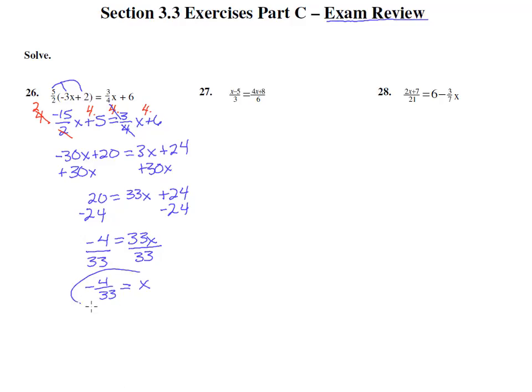Good. Number 27. Here, oh, look at that. We've got to get rid of these fractions. So what is the least common denominator? Well, the multiples of 3 are 3, 6, 9, 12. So we could do 12 since 6 goes into it, but 3 goes into 6 itself. So 6 will be the smallest one that both 3 and 6 go into.